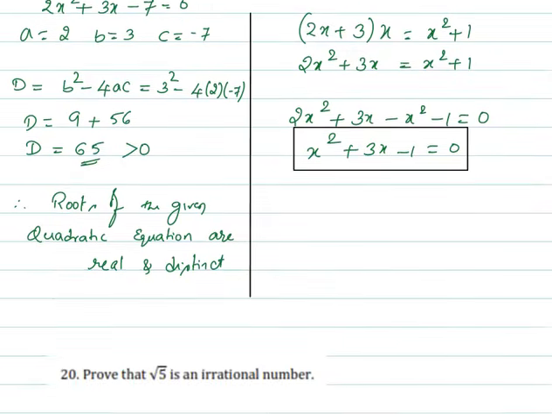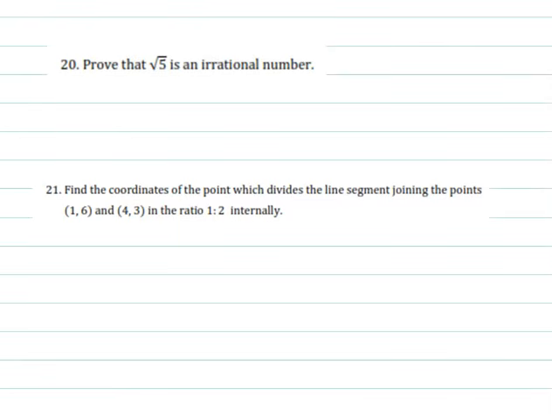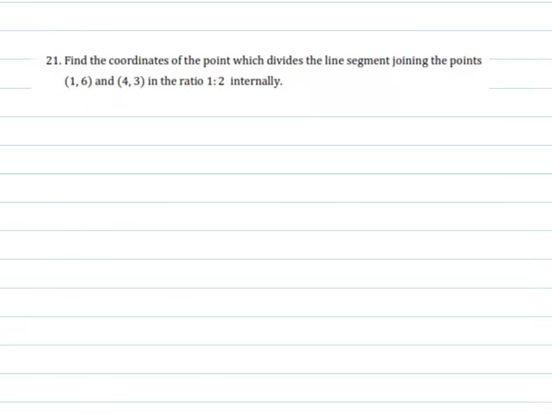Now we'll move on to question number 20. Prove that root 5 is an irrational number. The question is from the chapter real numbers, the very first chapter. I proved the same question many times. You can refer to my previous videos to get the solution for this question. We are going to use the contradiction method to prove this. You can check the solution in my previous videos. So I'm going for question number 21.